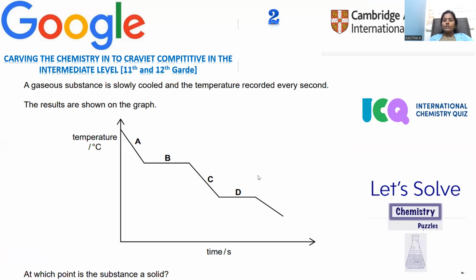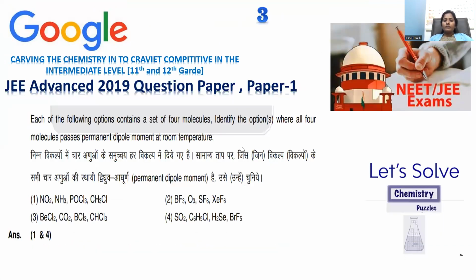Let me move to question number 3. Question number 3 is collected from the JEE Advanced 2019 question paper, paper 1. This is the question. Each of the following options contains a set of 4 molecules. Identify the options where all 4 molecules possess permanent dipole moment at room temperature, right? So the question is, though we are having these many components, we have to identify the molecules which contain permanent dipole moment at room temperature. The molecules with permanent dipole moment are to be depicted.